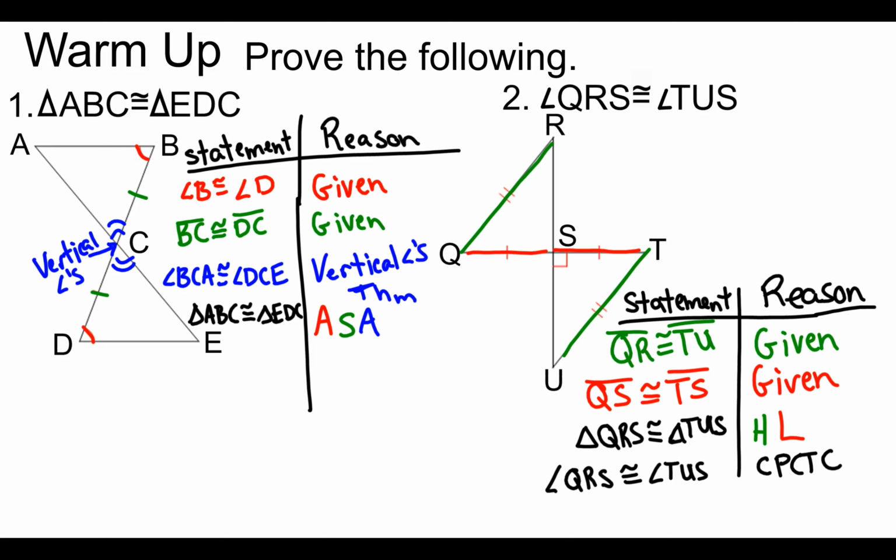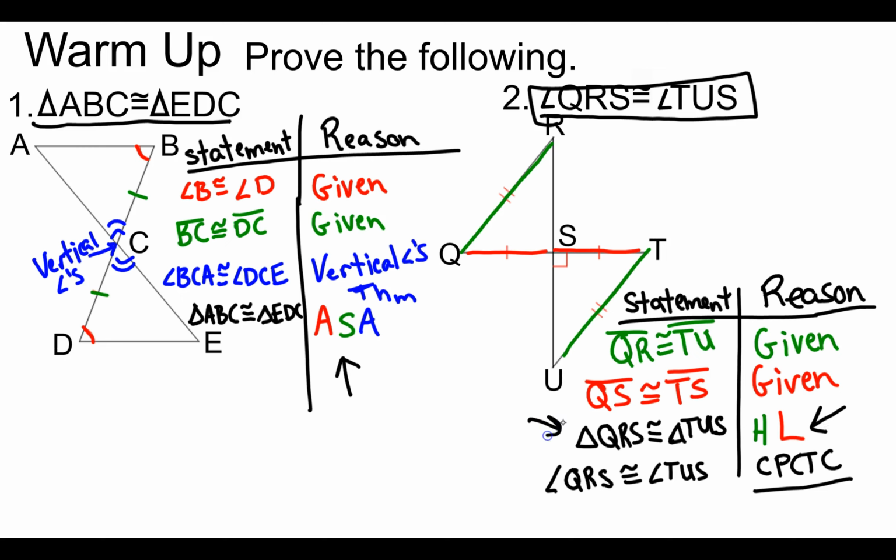Notice in the first one, we were just proving the triangles were congruent. So I ended with angle side angle, because that's what proves triangles are congruent. Remember, that's one of your 5 ways to prove triangles are congruent. But if you jump over to number 2, notice I ended with CPCTC because I was proving that corresponding parts of the triangles were congruent. So first, I showed that the two triangles were congruent by hypotenuse leg. Then, because the two triangles were congruent, I could say those corresponding parts are congruent.